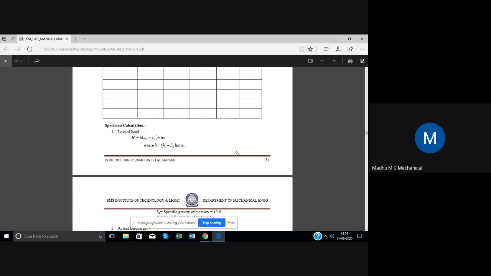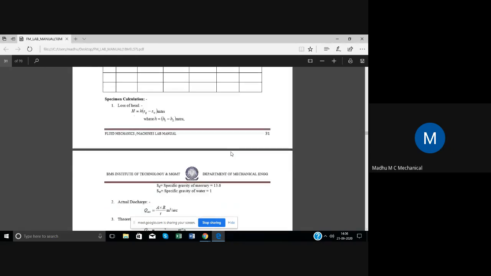Now what to do? First you take the first reading and calculate CD, the coefficient of discharge, for the first reading and the Reynolds number. Then go for the second reading. So for the first reading you take head loss H is equal to, so what is H now? 2.9 divided by how much? 2.9 centimeters, how many meters?